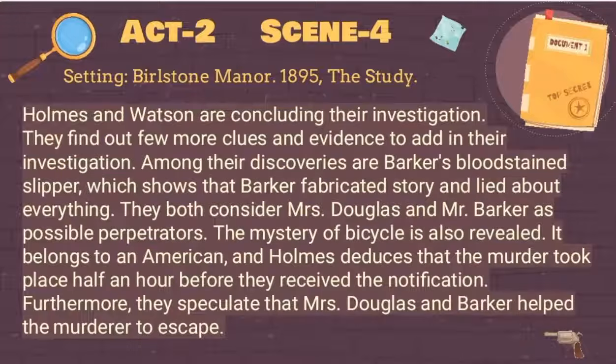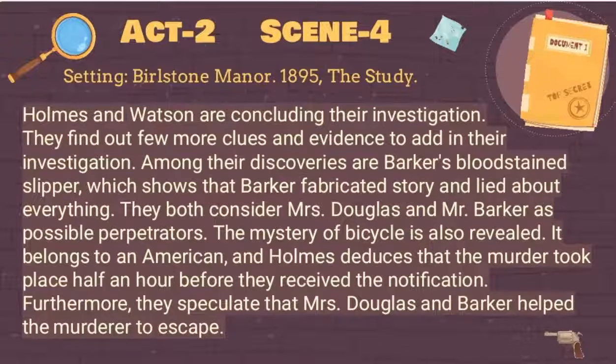Let's move on to scene number 4. It's the Birlstone Manor, 1895, the study. Holmes and Watson are concluding their investigation. They find a few more clues and evidence to add to their investigation. This is a very important scene as it shares a lot of characteristics of Mr. Holmes as well as Dr. Watson.